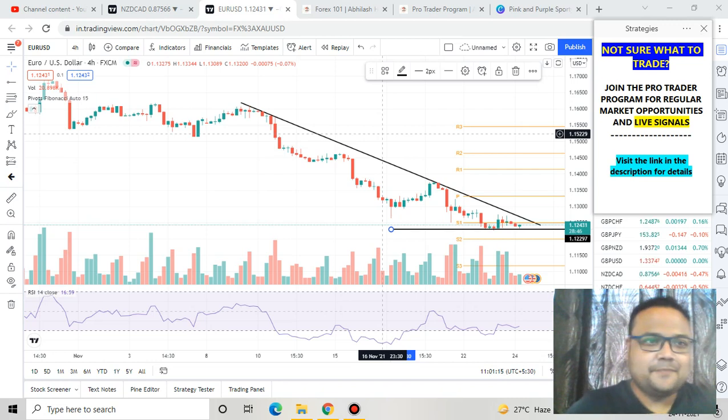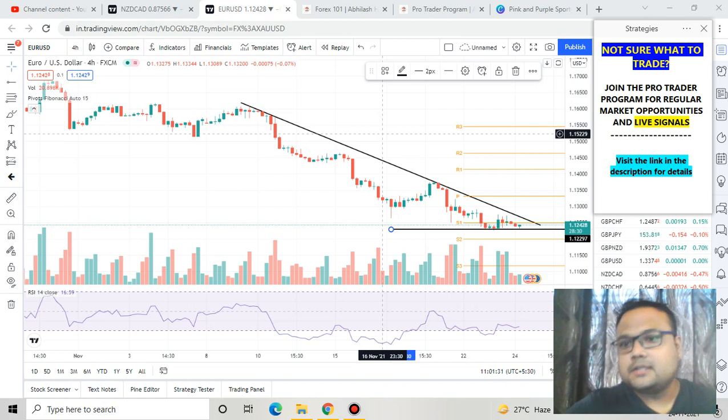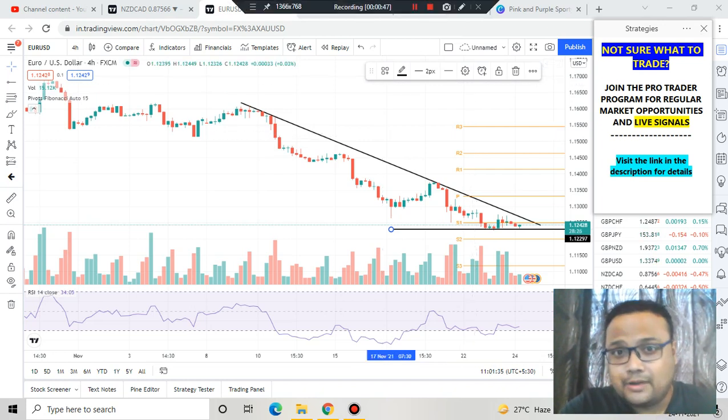So let's get started. This is the 4-hour chart of Euro USD. As we all know, there is a constant selling pressure on Euro USD and still it is not over yet. We can easily see that the market is still under the heavy influence of sellers. Euro USD is standing at the 1.1242 level.